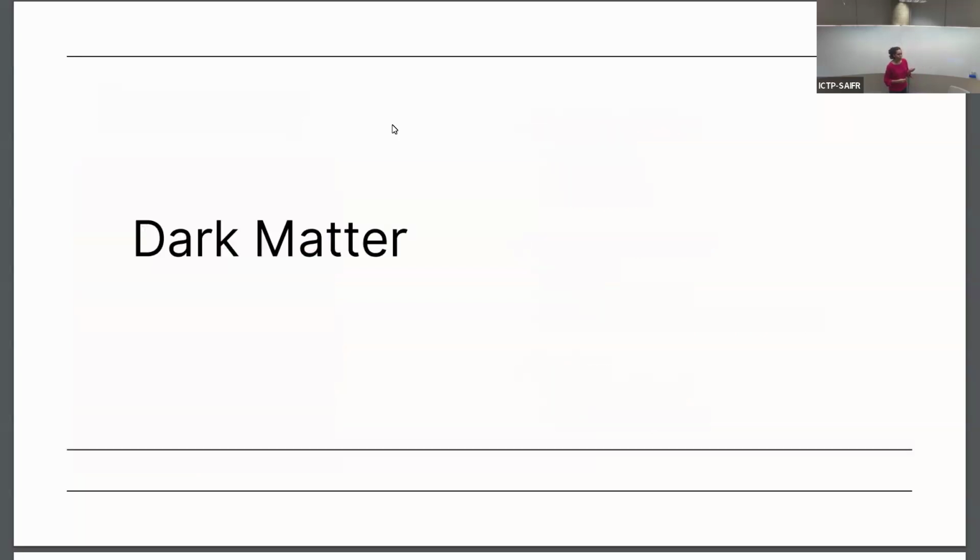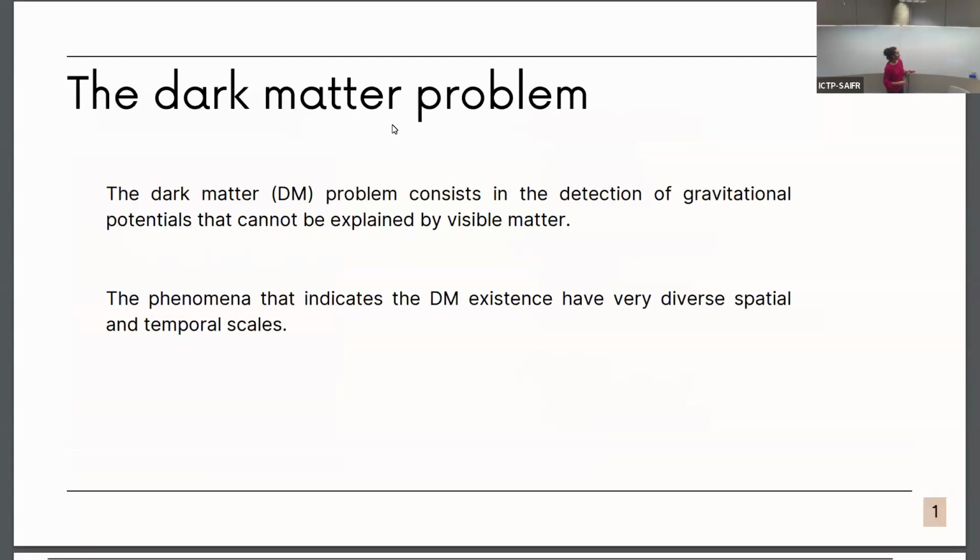So, dark matter, how many of you are very familiar with dark matter? Almost everybody, okay. So, the dark matter problem consists in the detection of gravitational potential wells that cannot be explained by visible matter. So we look at a system, we estimate the gravitational potential based on the visible matter, we estimate it based on another thing that does not depend on light, and there is a mismatch. And the phenomena that indicate dark matter's existence have very diverse spatial and temporal scales.